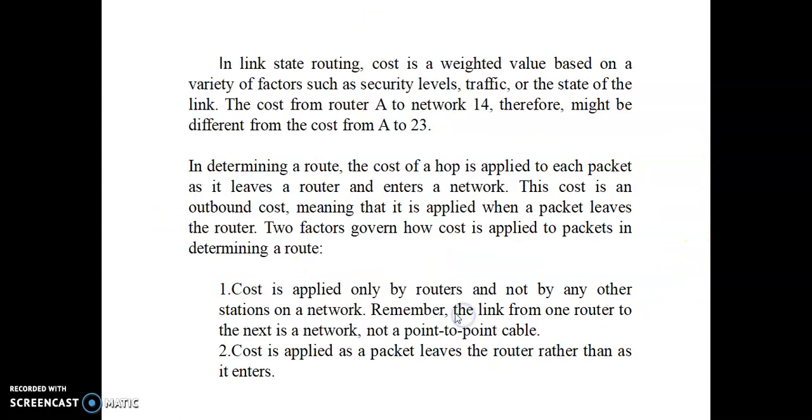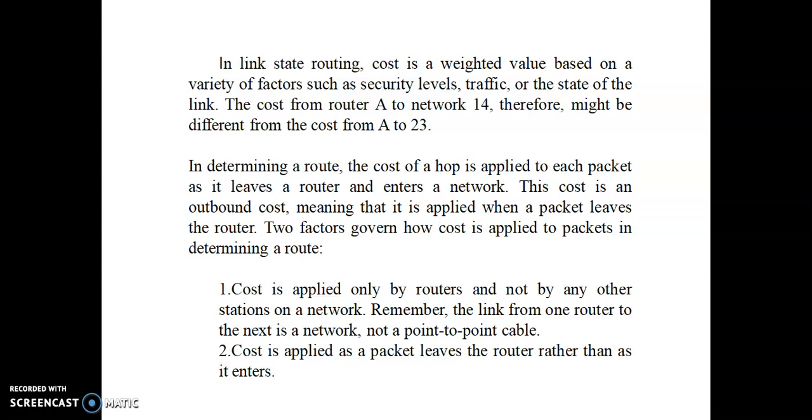In link state routing, cost is a weighted value based on a variety of factors such as security levels, traffic and the state of the link. The cost from router A to network 14 therefore might be different from the cost from A to 23, in contrast to distance vector routing, where the cost is invariably 1. In determining a route, the cost of a hop is applied to each packet as it leaves a router and enters a network. This cost is an outbound cost, meaning that it is applied when a packet leaves the router.